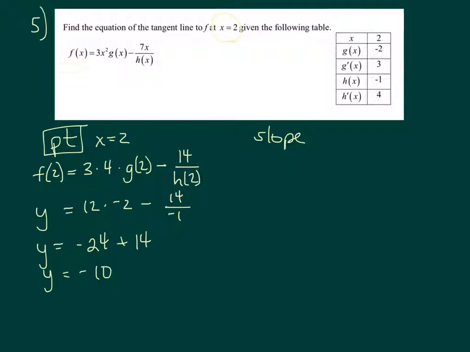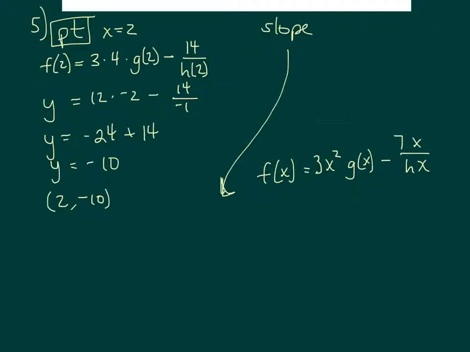Now we need to do the slope of this. I kind of slid myself down here. I summarized that my point was (2, negative 10), and now I'm ready to do the slope, so I gave myself a little bit more room. If we take a look at this original function, we were given f of x is equal to 3x squared times g of x. This, 3x squared times g of x, looks to me like it's going to be the product rule, minus 7x divided by h of x.